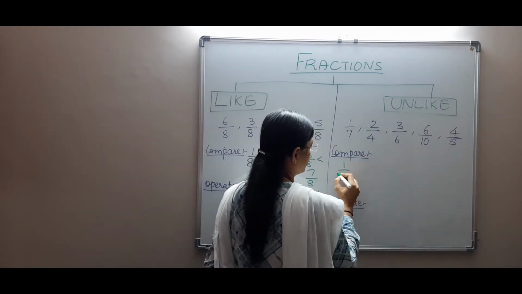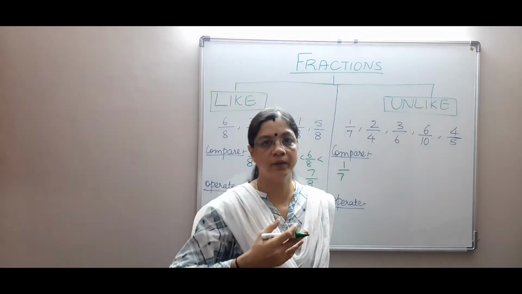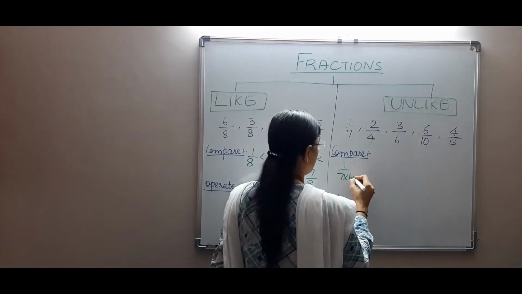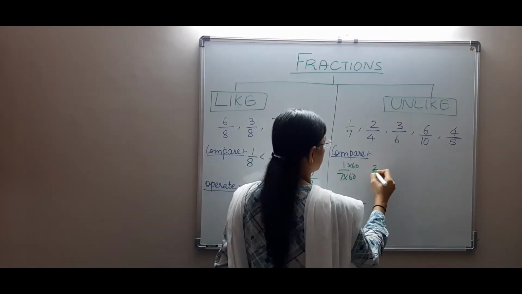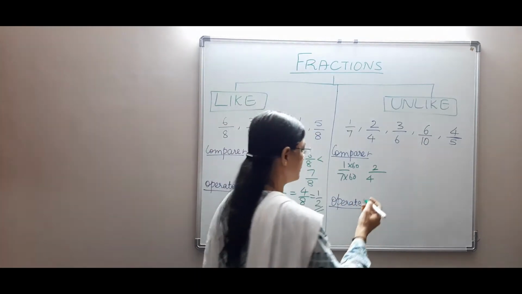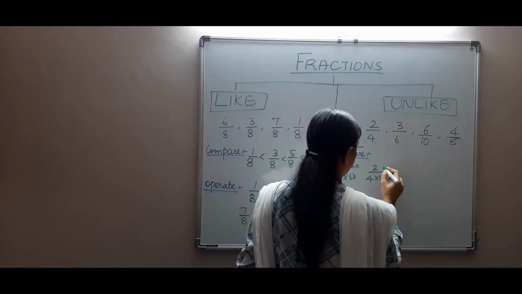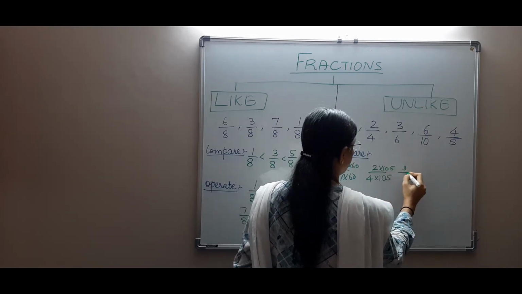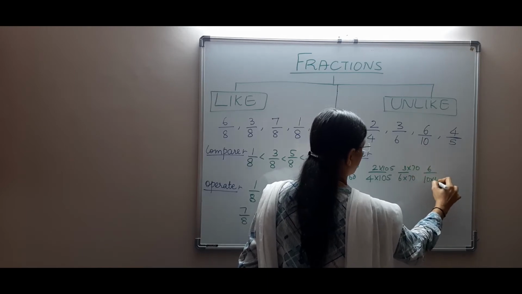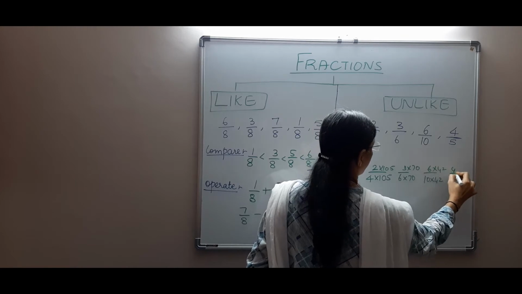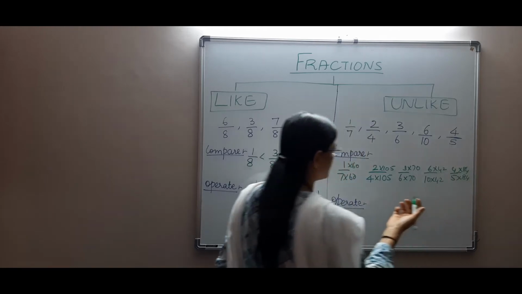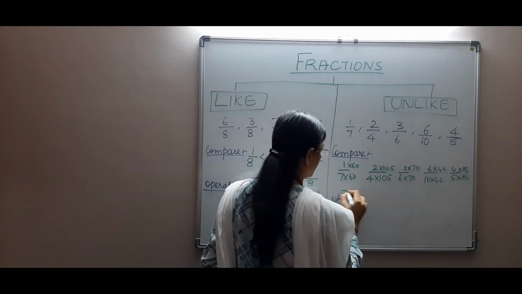See, 1 by 7. What is 420 when divided by 7? 420 divided by 7 is 60, isn't it? So 60 into 60. Next, 2 by 4. 420 divided by 4 is 105. So 105 into 105. Now 3 by 6 is 70 into 70. 6 by 10 into 42 into 42. 4 by 5 into what is 420? 84 into 84. Okay, so that's it. So you have all the denominators to be 420.